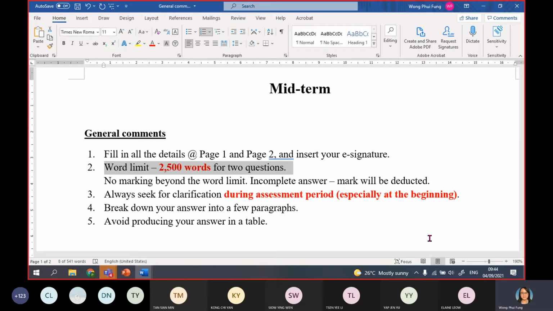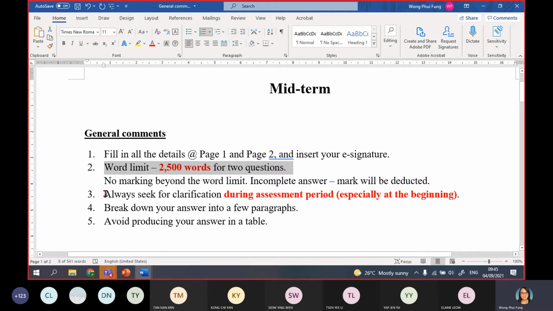So if you received my message, and even if you didn't receive my message, please take note that the word limit for the final assessment is also the same, 2,500 for two questions. No marking beyond the word limit. For an incomplete answer in the final assessment, I will deduct your marks. For the midterm, I didn't deduct, but I feel that it's not very fair to other students because you broke the rules. So please do not repeat this in the final assessment.